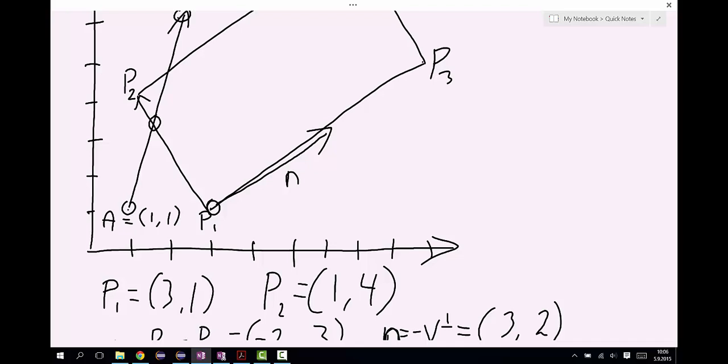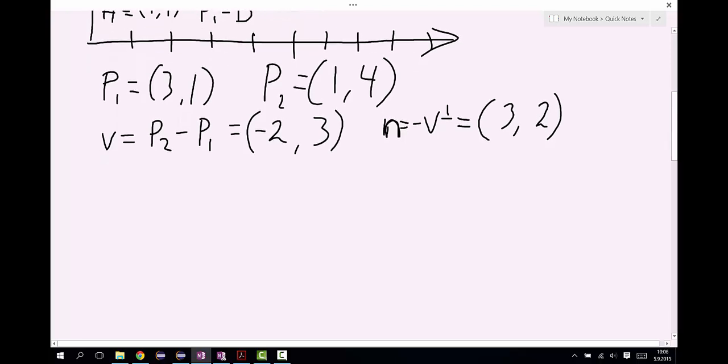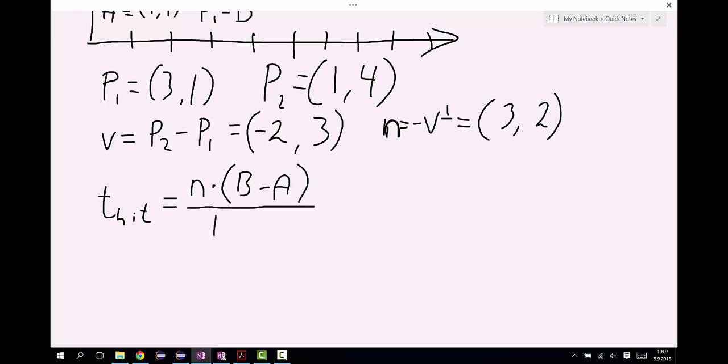So we're going to use the point P1, we're going to use the vector n, and for the ray we're going to use the point A, and we're going to use the vector C. So we can also say P1 now equals B. Same point, different name, just to use the formula that we have, which tells us T hit equals n dot (B minus A), so we're using P1 as B, and the position of the particle as A, divided by n dot C, where C is the direction vector of the particle.